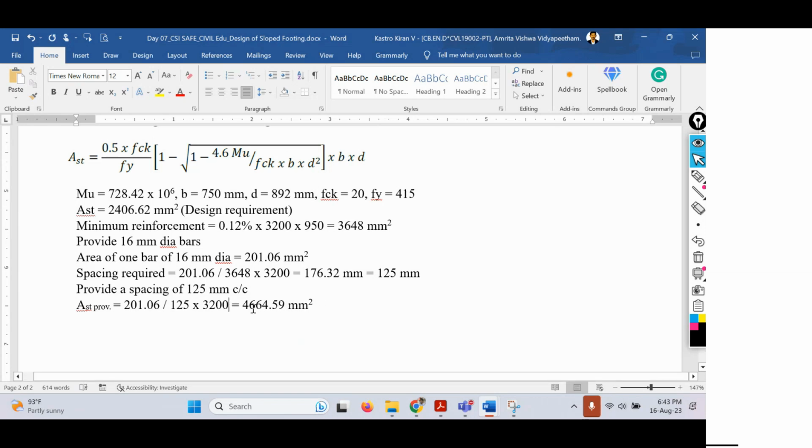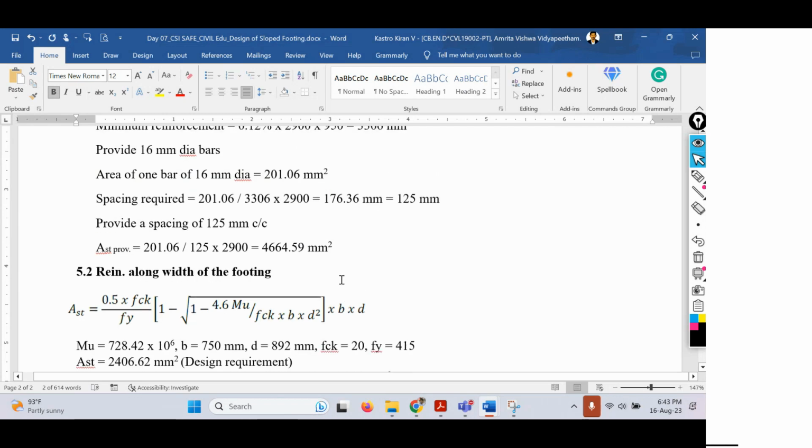So if you solve this one, you are going to get the AST provided along the width of the footing as 5147.14. So this is the area of steel that you have to provide along the width direction. Okay, this is along width direction. And this is the area of steel that you have to provide along length direction. That's the calculation.